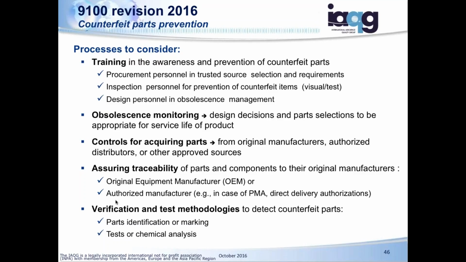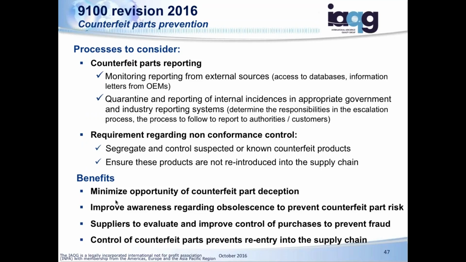Obsolescence monitoring, once again, how do I bake that in? That's now a requirement within my design and development process. Controls for acquiring parts. How do I get them from authorized sources? How do I make sure that I have appropriate traceability for those particular parts? How do I verify and test where I might have a risk to detect the counterfeit parts? How do I report if I find some kind of a problem? How do I alert others so others can learn from this as well?